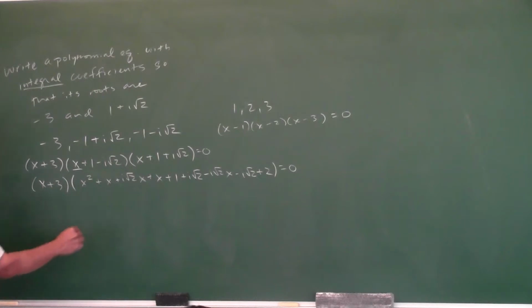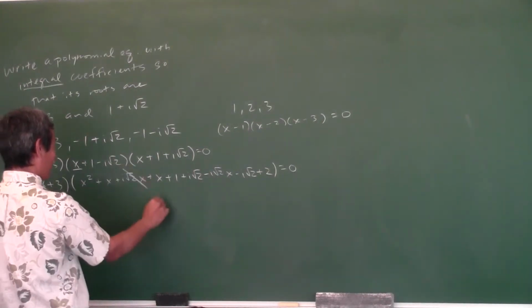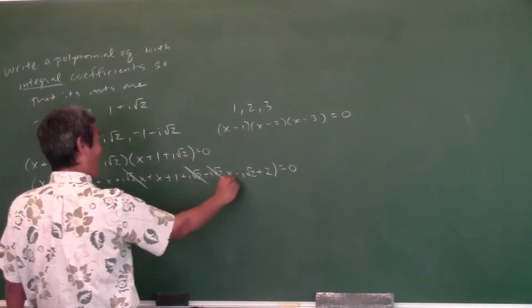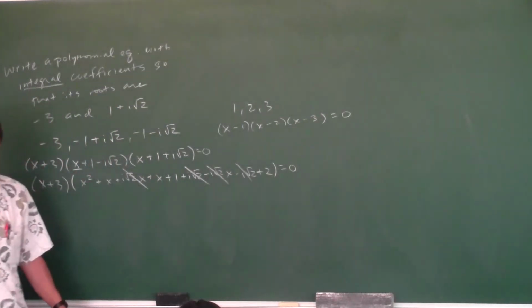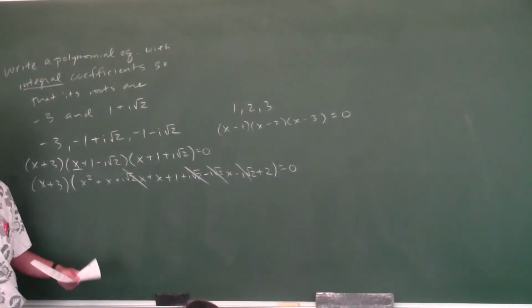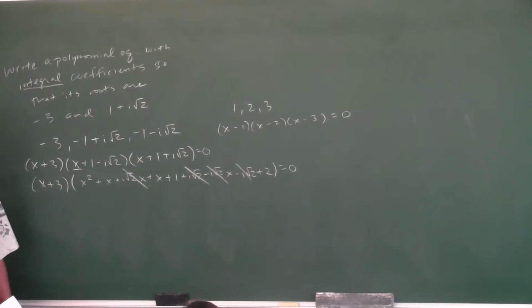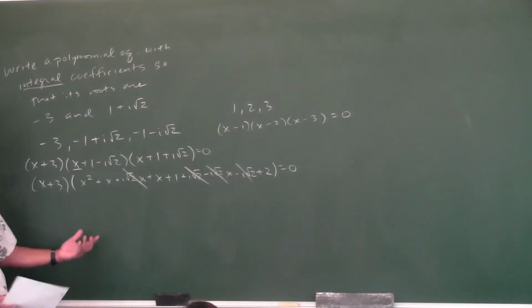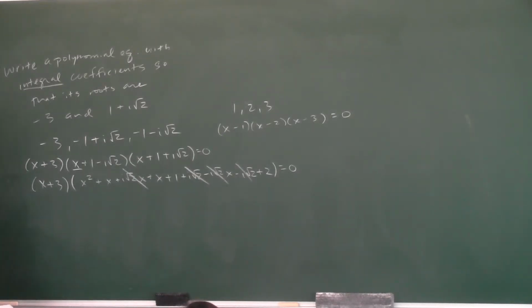And what do you notice? Hey, Mr. Park, look, this cancels this. Oh, Mr. Park, all the i's and radicals cancel out. Duh, they have to, because otherwise how are you gonna get integer coefficients? They have to cancel out. So if you do all that work and they're not canceling out, you did something wrong.